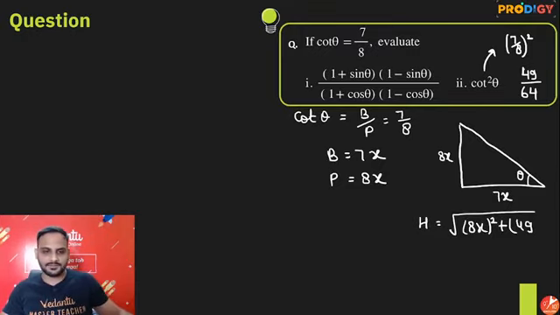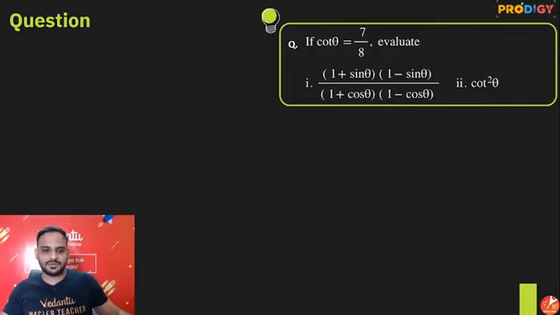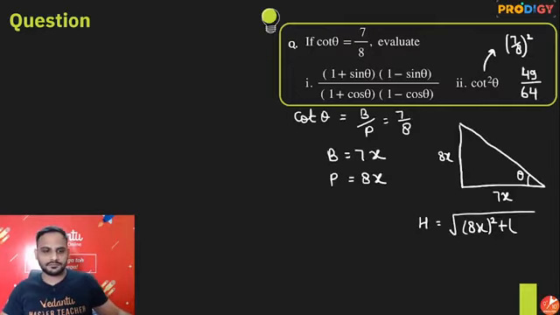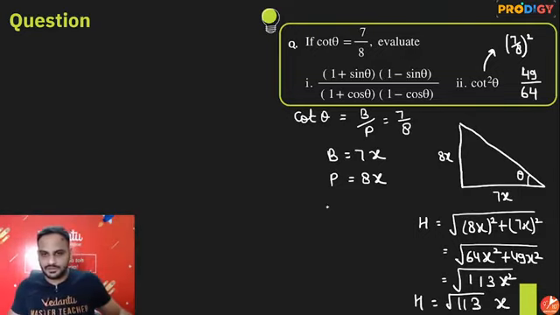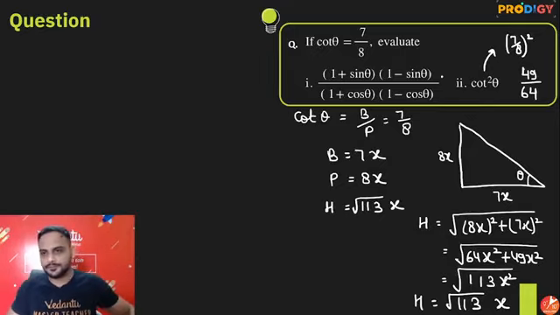I'm directly writing 7x whole square. Alright. So what you are getting? You are getting 64x square plus 49x square, which will be equal to 113x square. Okay, so hypotenuse is nothing but square root of 113, x will come outside. That is your hypotenuse. Clear? Theek hai? Now beta dekho, it is exactly same as the previous question now.